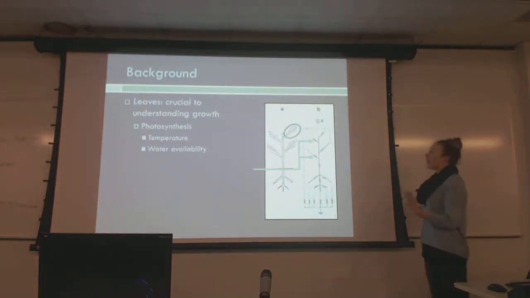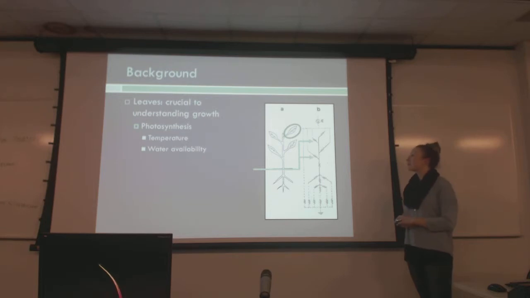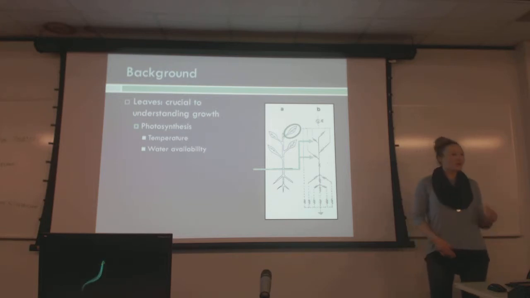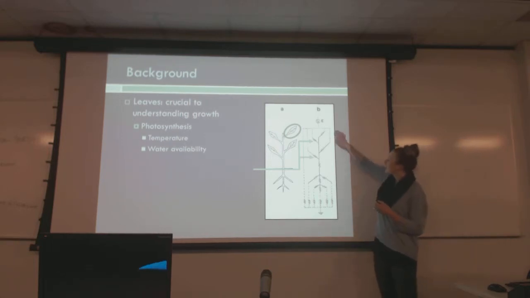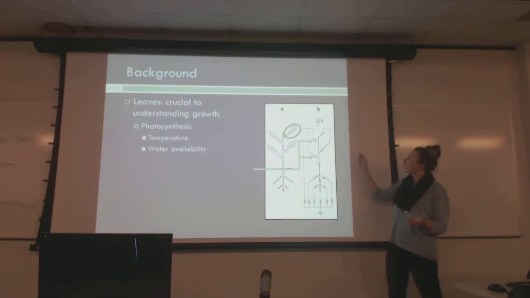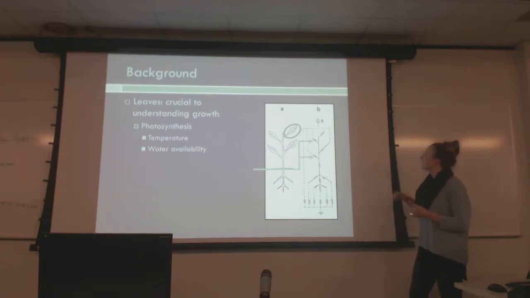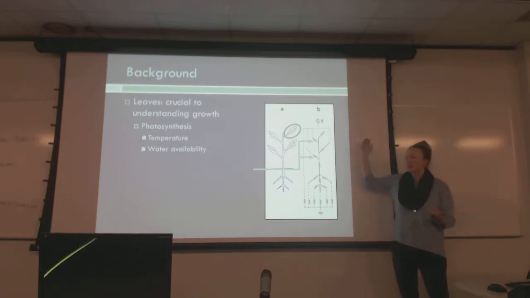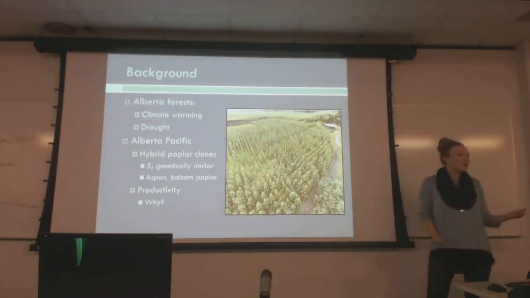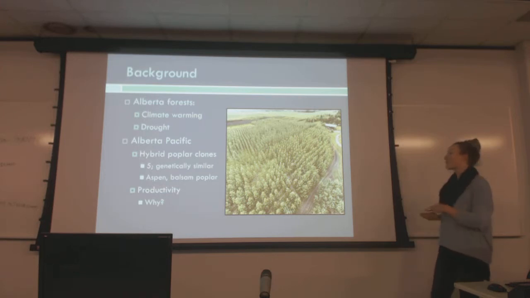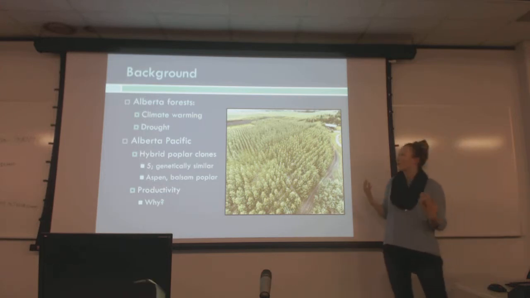But why leaves? They're really crucial to understanding plant growth overall. They're the site of photosynthesis, and they also control water relations for the whole plant. This is a plant simplified into an electrical circuit analog, and it shows the major parts of resistance in a plant: the leaves, stems, and roots. Previous people in my lab have looked at stems and roots, but I wanted to look at leaves to get the whole picture.